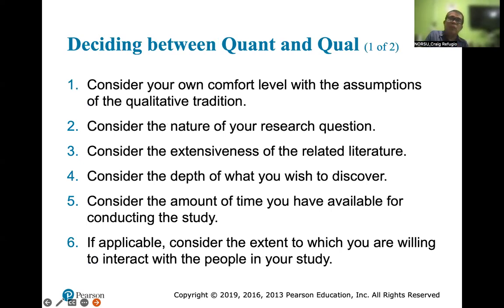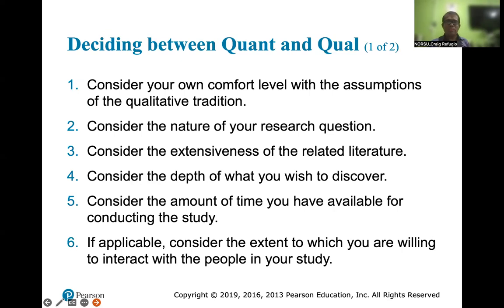So deciding between quantitative and qualitative, these are the different things to consider. Number one, consider your own comfort level with the assumptions of the qualitative tradition. Number two, consider the nature of your research question. Consider the extensiveness of the related literature. Consider the depth of what you wish to discover. Consider the amount of time you have available for conducting the study. If applicable, consider the extent to which you are willing to interact with the people in your study.